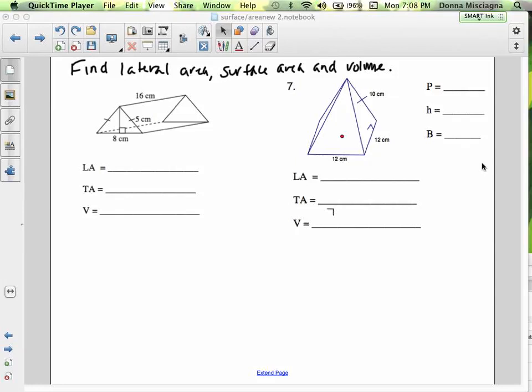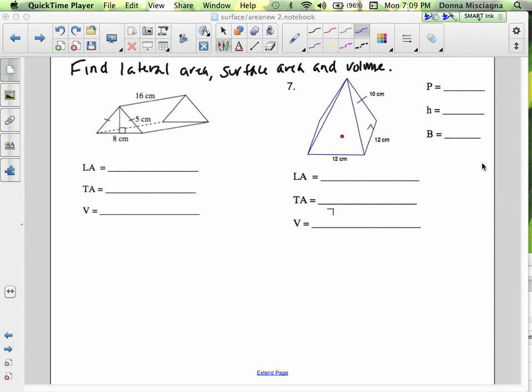Welcome to a review of surface area. So we're going to be finding lateral areas, surface area, and volume for a prism, a pyramid, a sphere, a hemisphere, a cone, and a cylinder. This is in the notes I gave you. Let's review through the formulas, and then we'll find the surface area. Each one has a slightly different formula.